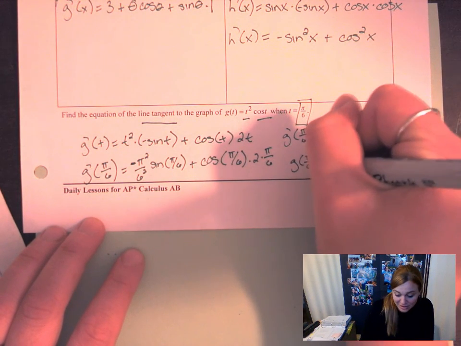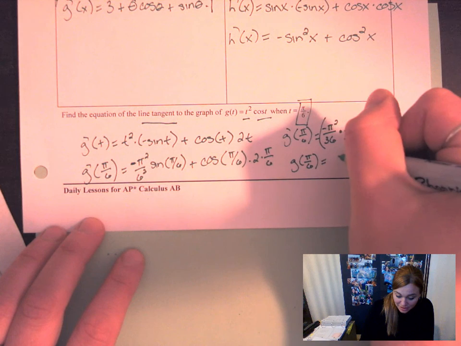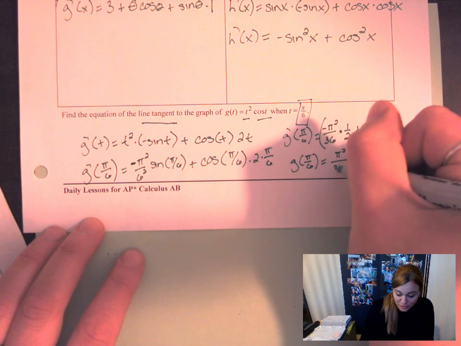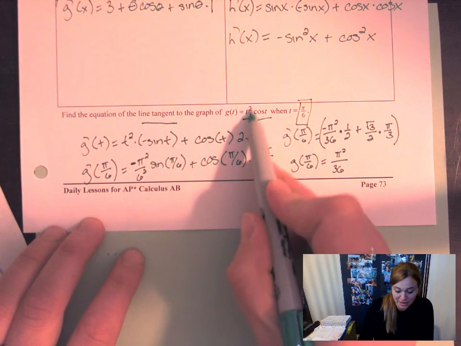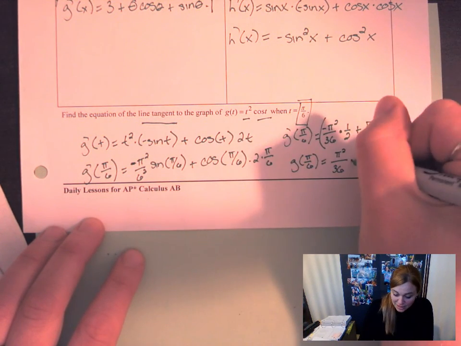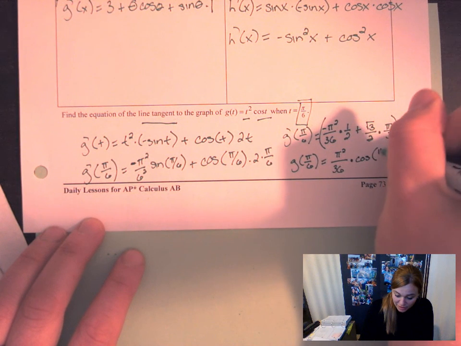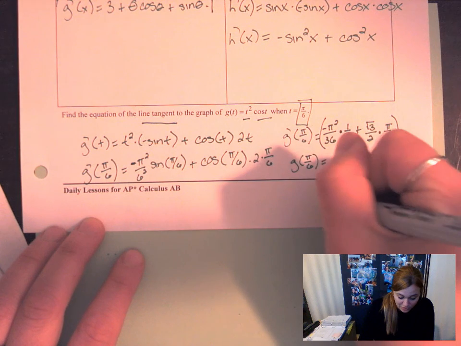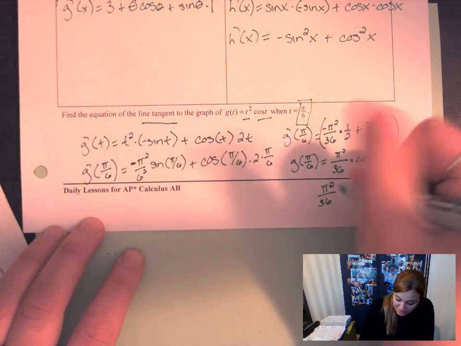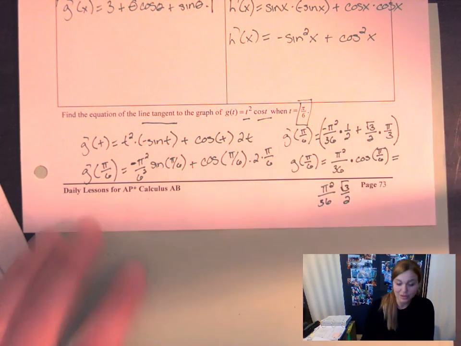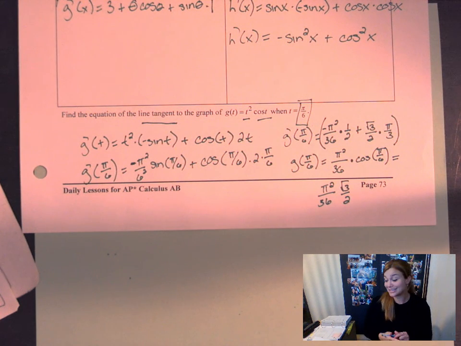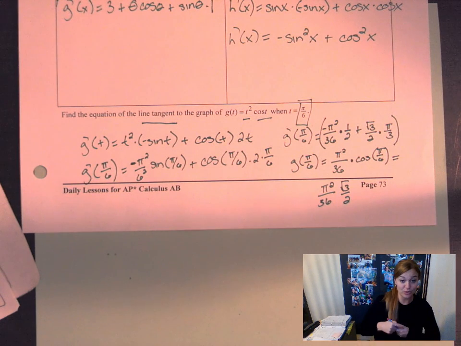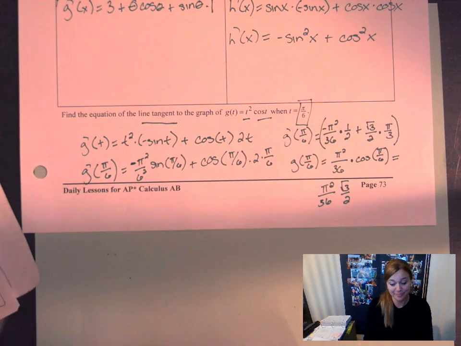G of pi over 6 is going to be pi over 6 squared, so pi squared over 6 squared, we said was 36, because pi squared, 6 squared, times cosine of pi over 6. So that's pi squared over 36 times the square root of 3 over 2. Look at this. You're going to have so many friends if you haven't already been showing them your math. This is a good time.